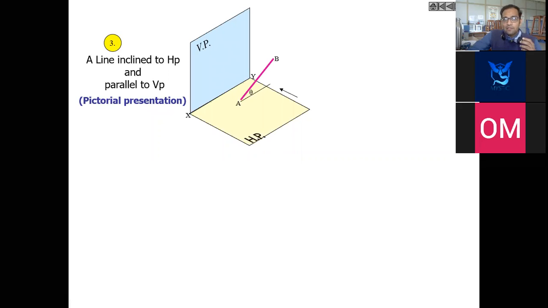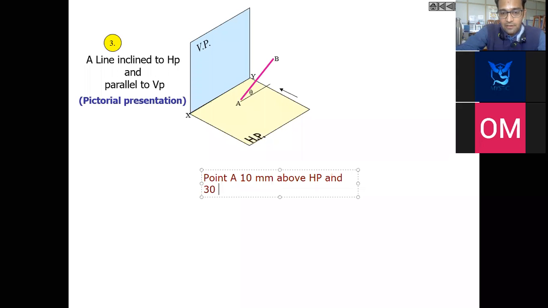So what kind of data is going to be available for this kind of problem? Let us consider that data. We can say point A, I'm referring to similar criteria, which is available in the sketch. Here point A is going to be 10 mm above HP and 30 mm in front of VP. I hope you are able to understand this. Let us see where it can be positioned.